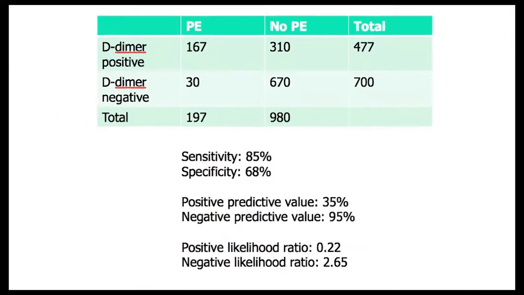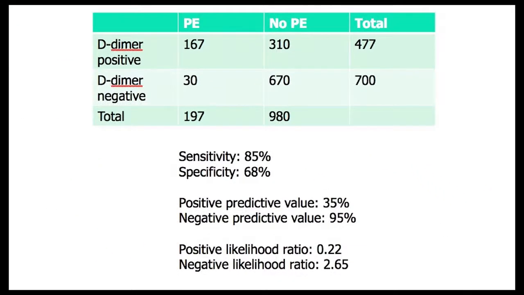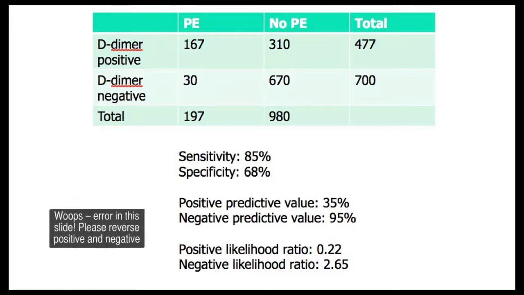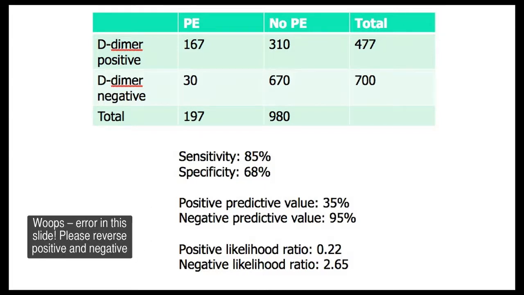And now coming back to our data on PE, now I have to apologize here, there's a slight mistake in the slide. The negative and positive is the wrong way around here. So in fact, this top value here should be the negative likelihood ratio, and the bottom value here should be the positive likelihood ratio. So my apologies.